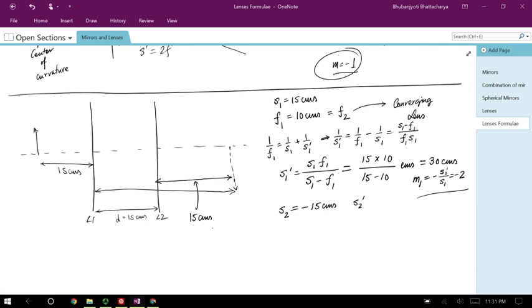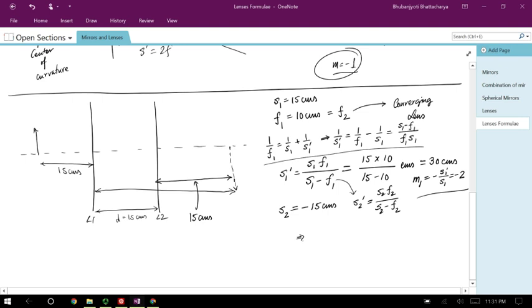So in order to find S2 prime, we will again use the same formula, except now ones will be replaced by twos. So I know that this same formula will apply, which means S2 prime will be equal to S2 times F2 divided by S2 minus F2. The only catch is that now S2 is a negative quantity. So let's put that back in.